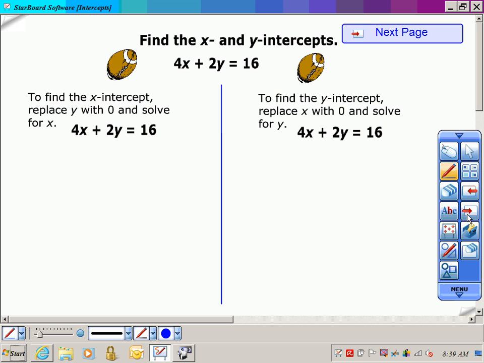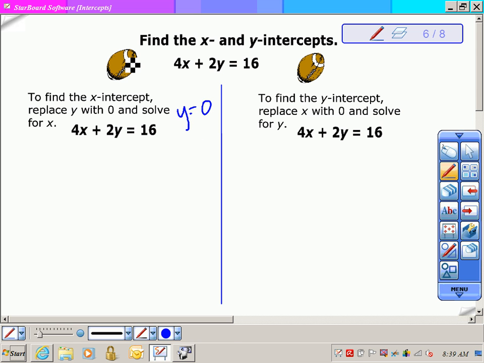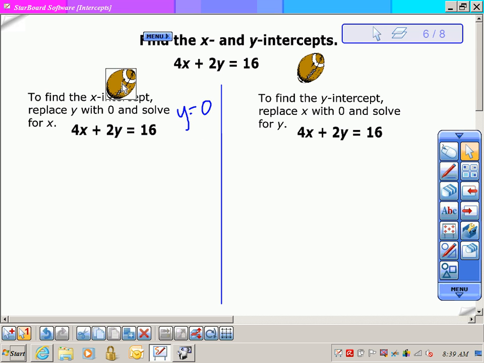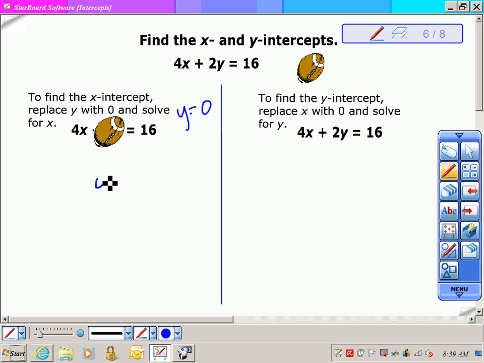Okay, let's try another one. The first one says x-intercept. What do I know? Y is 0. So I'm going to cover up the y. Let's cover up this term. I'm left with... So I need to... Good. Awesome. So my x-intercept is 0, 4 or 4, 0? 4, 0. Remember, x always goes first.